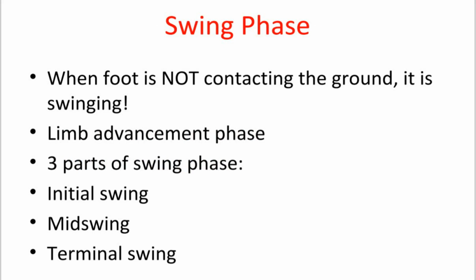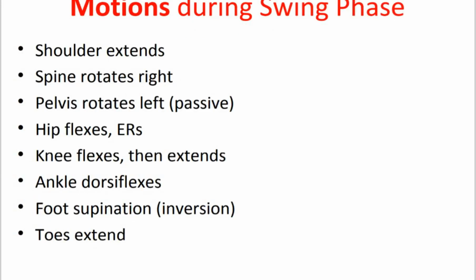So now we will move to the swing phase. In the swing phase, the foot won't be in contact with the ground. You can also call this the limb advancement phase. There are three phases: initial swing, mid swing, and terminal swing. These are the motions happening during the swing phase. The shoulder will be slowly extended, spine rotates to the right, pelvis is rotated to the left, that occurs passively, hip flexes and externally rotates, knee flexes and extends, ankle dorsiflexes, foot supinates and inverts slightly, then the toe extends.